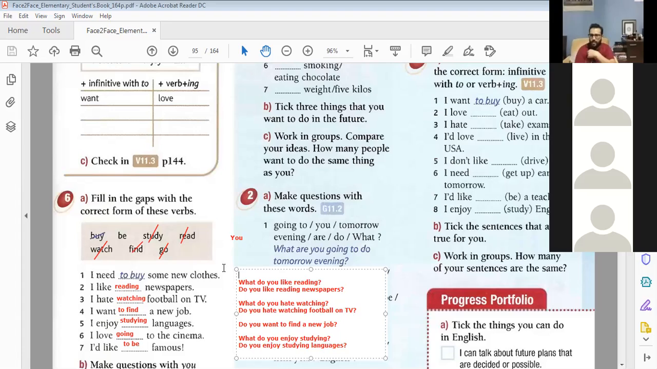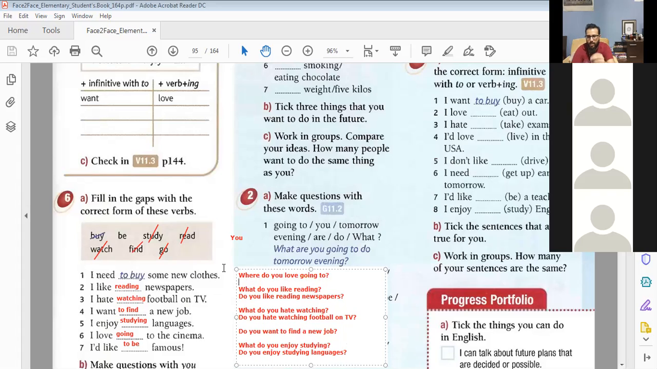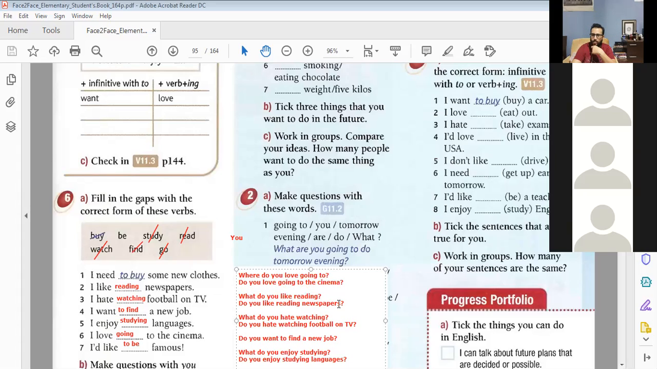Okay, what about number 6, Hannah? Where do you love going? Correct. Where do you love going to? What about the yes/no question? Do you love going to the cinema? Right. Going to the cinema. Nice. Okay, and the last one.